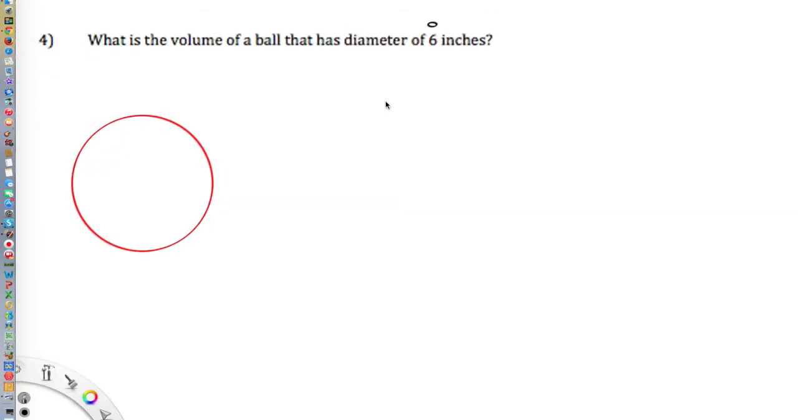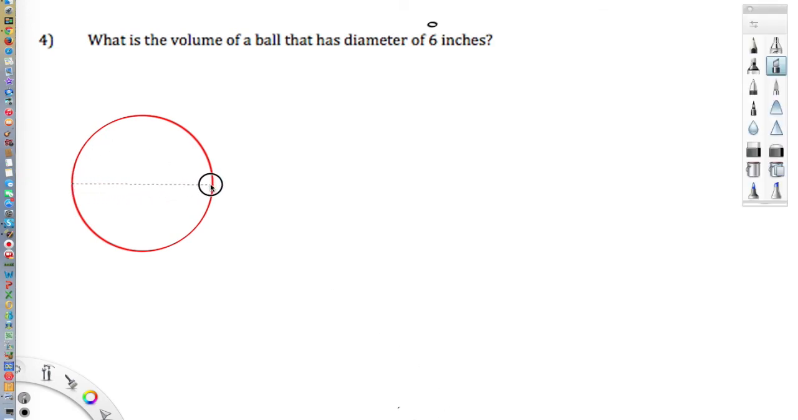And that is the volume of the ramp. Okay, number 4 says, what is the volume of a ball that has a diameter of 6 inches? Well, diameter is the distance across a circle or a sphere in this case. It has to go through the center point, which would be right about there. And so the diameter is 6 inches. But if I was to go from here to here, which would give me the radius, that's what I'm really interested in, that would be 3 inches.